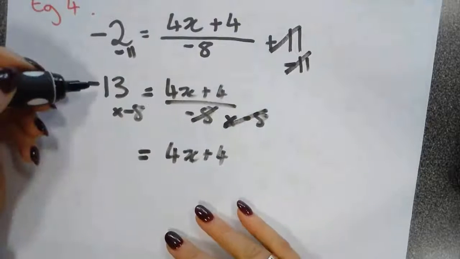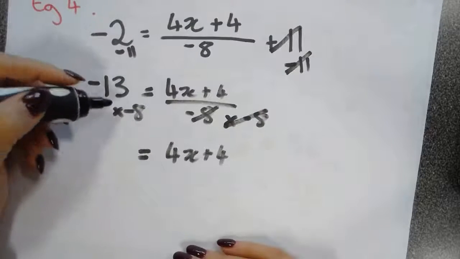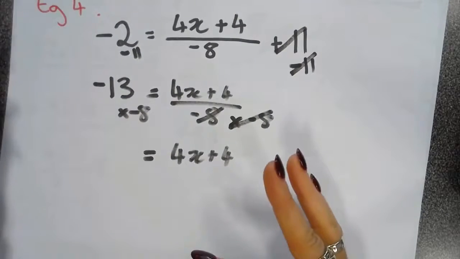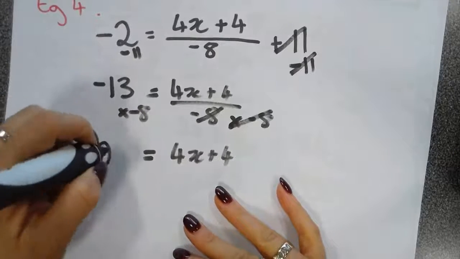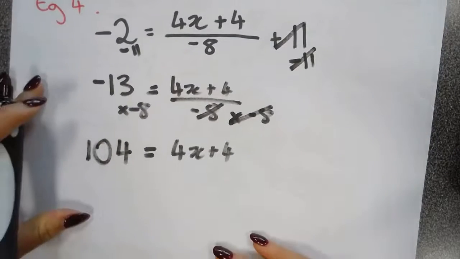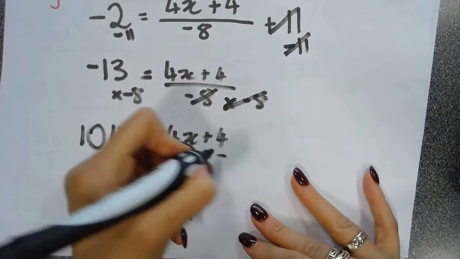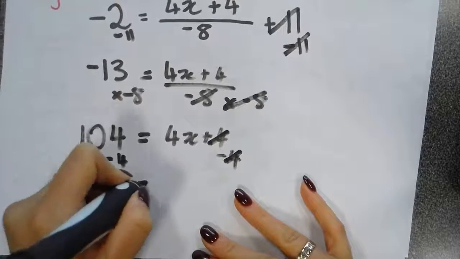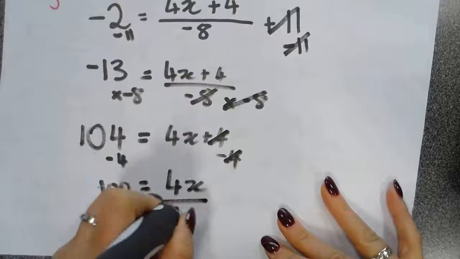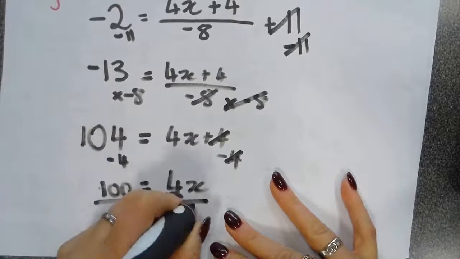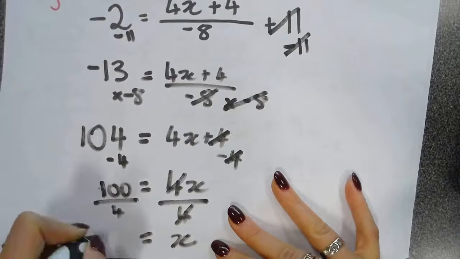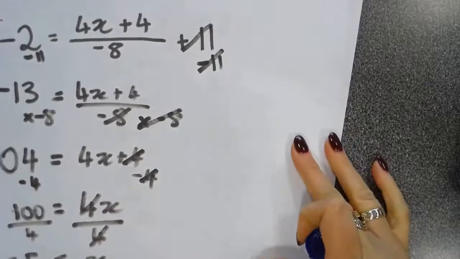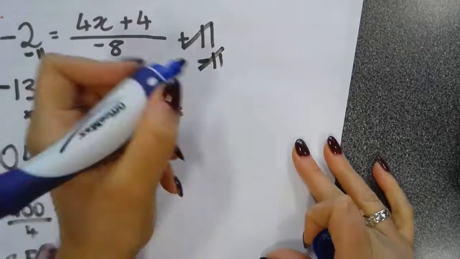And here we can use our strategy. So we know 10 times 8 is going to be 80, and then negative by negative, so it's going to be positive 80. 3 times 8 is 24, so 80 plus 24, 104. And that's just a multiplication strategy we can use to work those out. Subtract 4, cancel that off, so that's just going to leave 100. 4x divided by 4, cancel that off, and we've got 25.